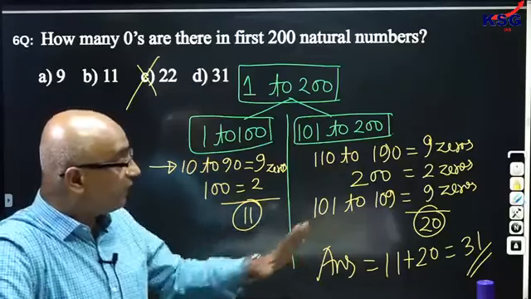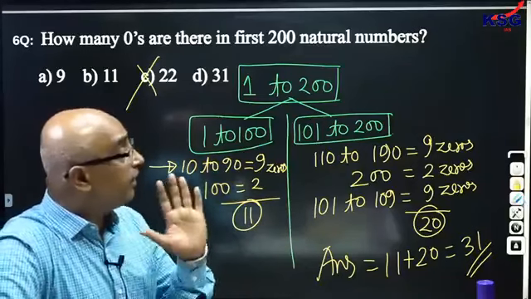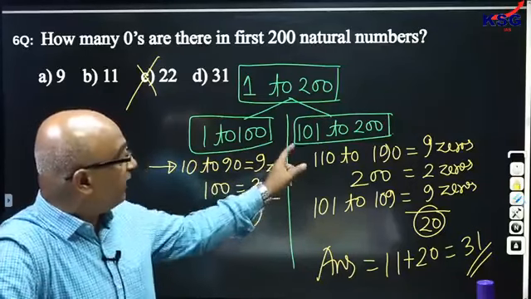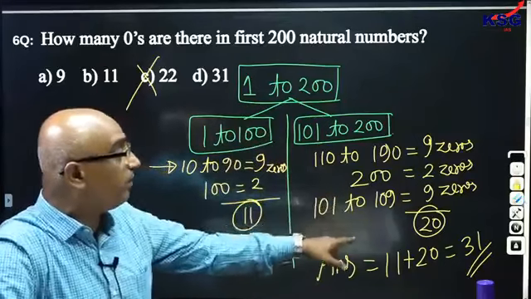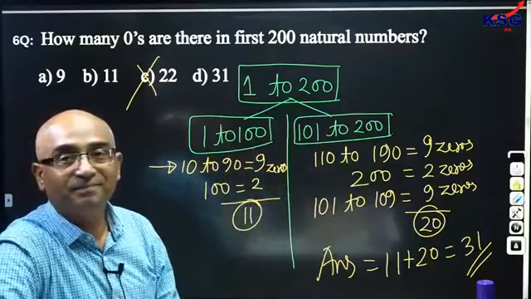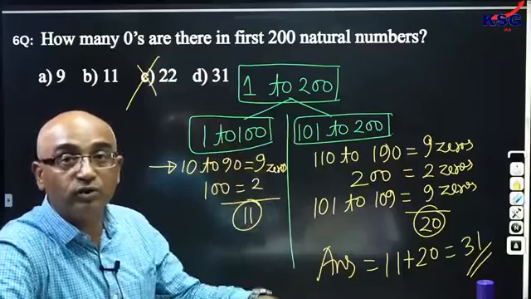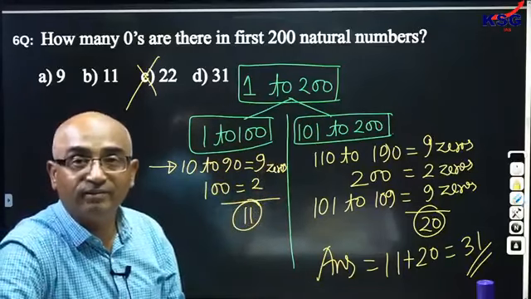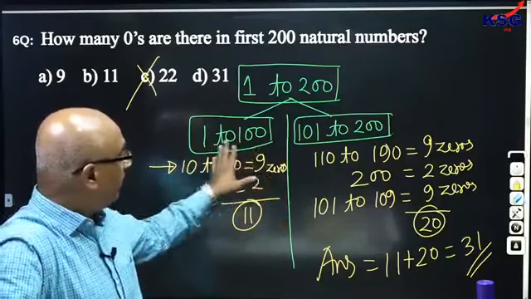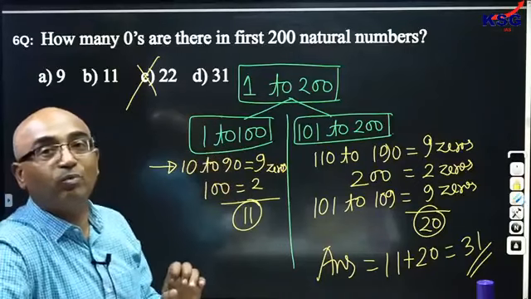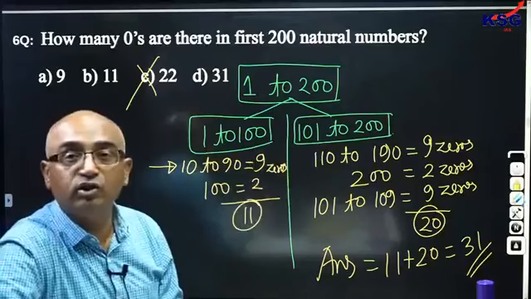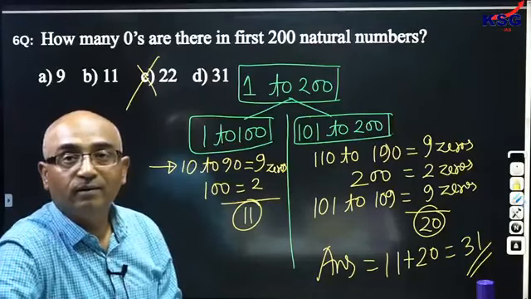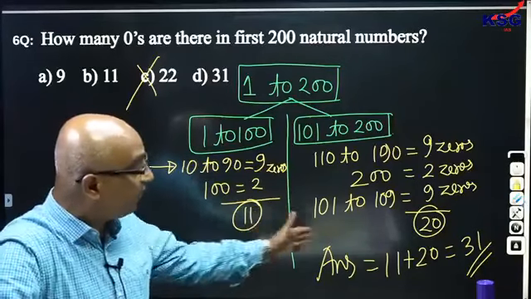So the only correct answer is 31. Now students, you can confidently say that in the third century also 0 appears 20 times, and in the fourth century also 0 appears 20 times. Because in the first century numbers start from 1, and in the second century all numbers are 3-digit, 101 to 200. That's why there are different answers, 11 and 20.